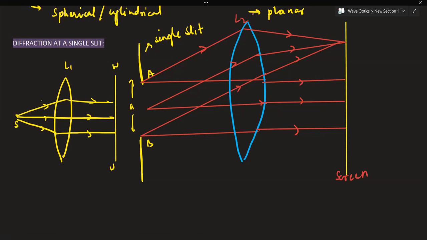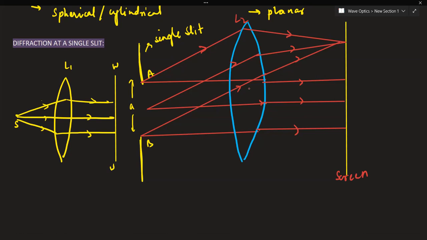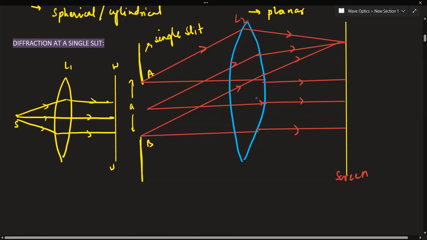So see, these wavelets spread out in all directions, causing diffraction of light after it emerges through slit AB. So suppose the diffraction pattern is focused by this convex lens L2 on a screen in the focal plane, in order to obtain the rays, because these are spreading in all directions.